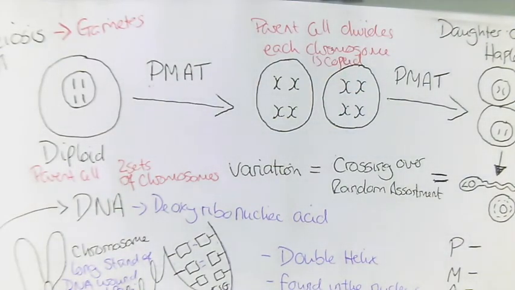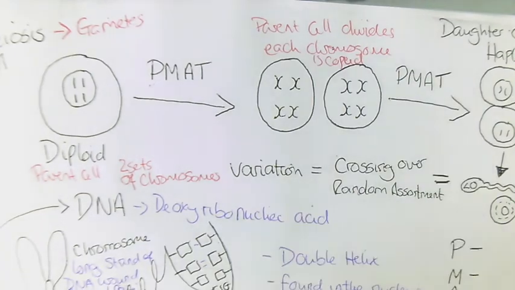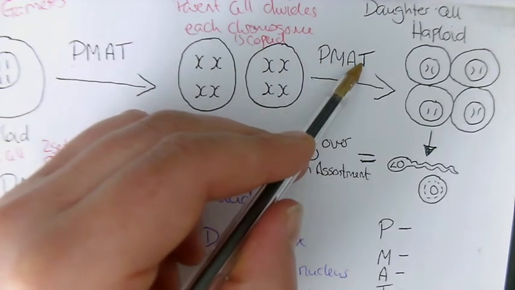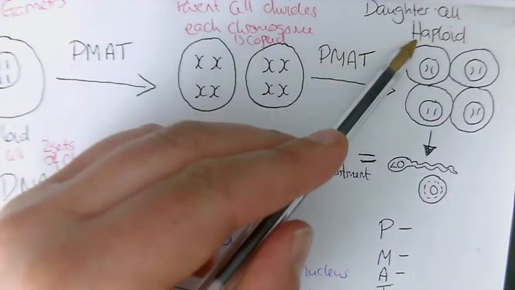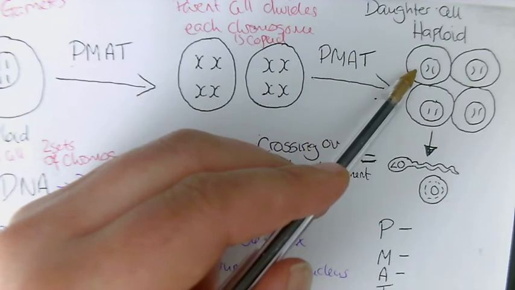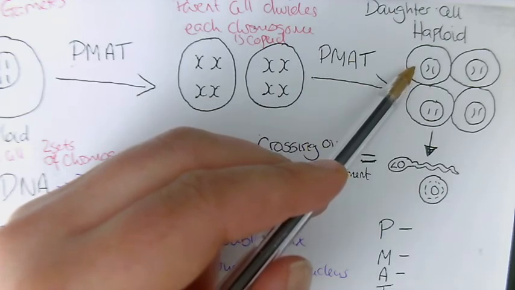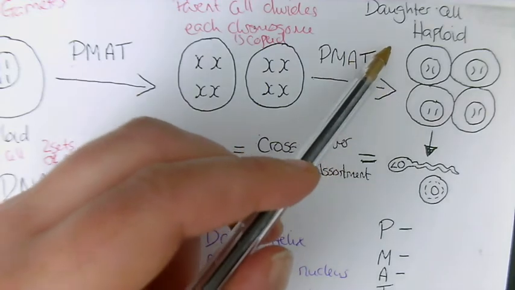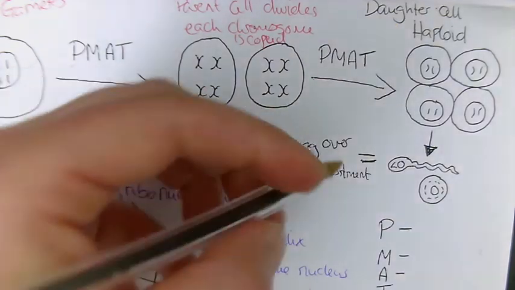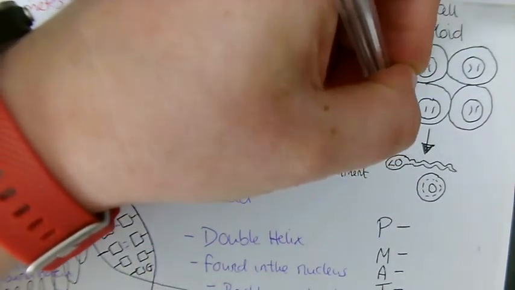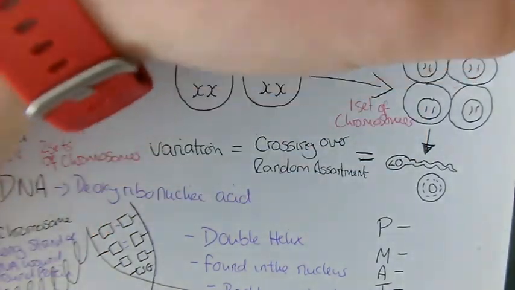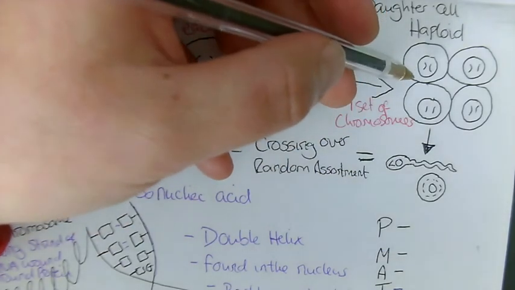And then we get a second round of division. So we get this PMAT again: prophase, metaphase, anaphase and telophase. And that gives us 4 non-identical haploid cells. So each daughter cell gets a copy of a chromosome from each pair. Each daughter cell has one set of chromosomes. So at this point they only have 23 chromosomes, not 46.